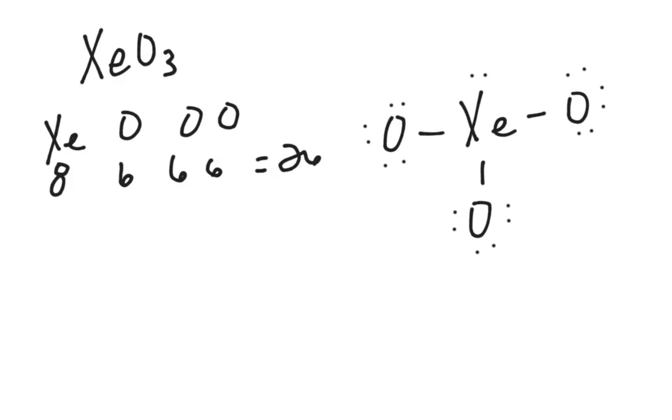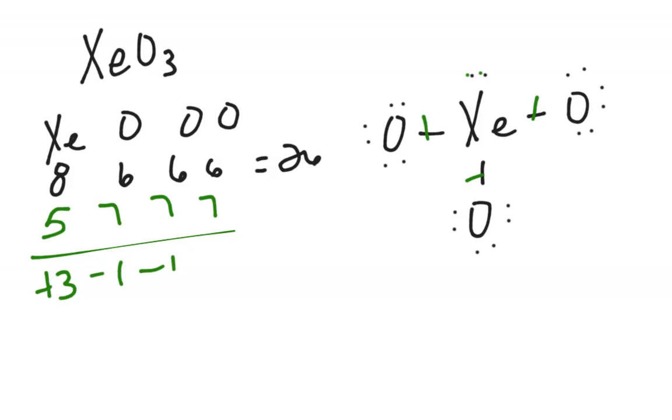My xenon now has 1, 2, 3, 4, 5. Each of my oxygens have 7. So this is a positive 3, a minus 1, a minus 1, and a minus 1. So that's a fairly large thing, so we wouldn't expect this to be the best structure. Let's see if we can't make a better structure.